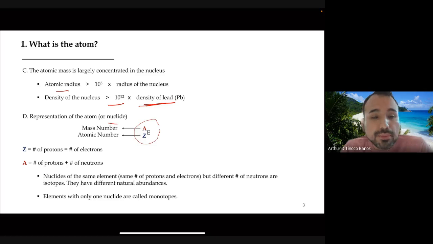Nuclides of the same element, okay, so same element means that you have the same number of protons and electrons, but a different number of neutrons, are called isotopes. And these isotopes have different natural abundances. Elements with only one nuclide are called monoisotopic. All right, so what you typically see represented as the atomic mass on the periodic table is an average mass based on the natural abundances of the common isotopes of an element.